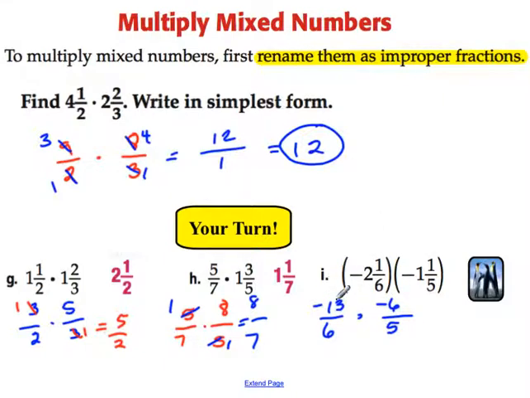Is there anything that we can reduce here? Well, 6 and 6 are going to cancel out. We get a 1 for both of those, right? And 5 and 13 don't share any common factors. So when we multiply across, we get negative 13 times negative 1 is positive 13. Negative times negative is positive. 1 times 5 is 5. So that's the improper fraction. But then when we put it in reduced form, we end up with 2 and 3/5.